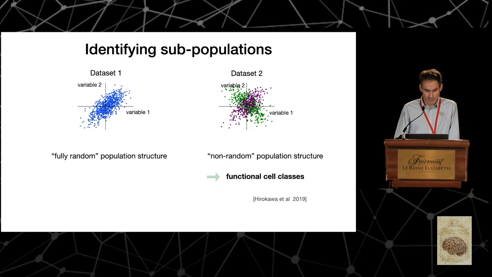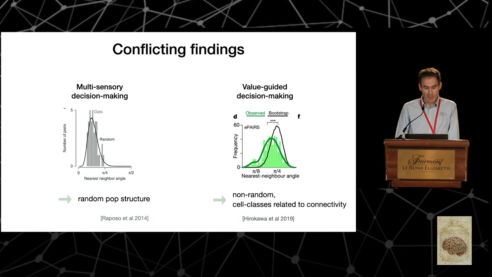Okay, so this was all just an illustration. Anne Churchland's lab applied this approach a while ago to data recorded in the parietal cortex during a multi-sensory decision-making task. And in that original study, they actually found no structure. They found no deviations from this Gaussian null hypothesis, and so they argued that the selectivity structure was fully random.